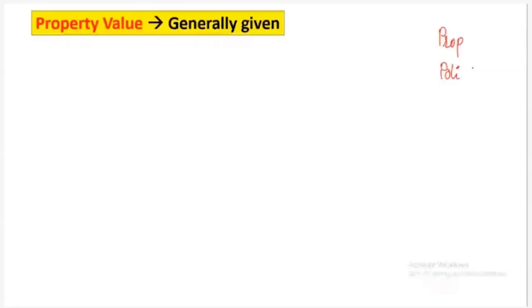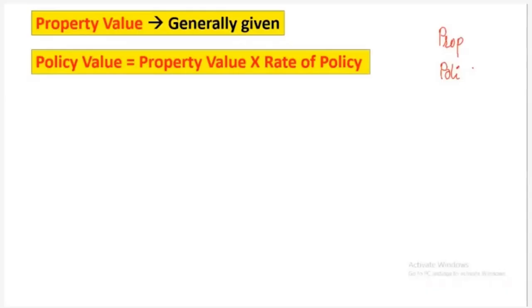What is the formula of policy value? Policy value is equal to property value into rate of policy. First step is property value. Second step is policy value. What is the third step?